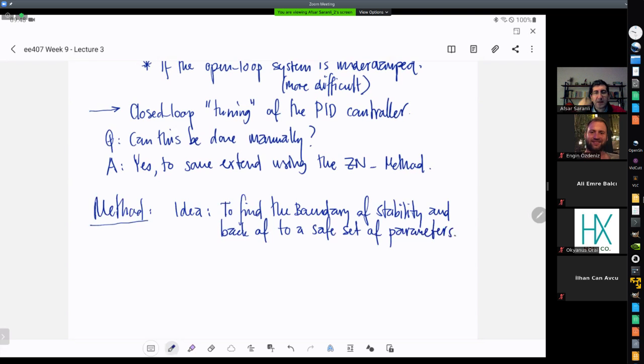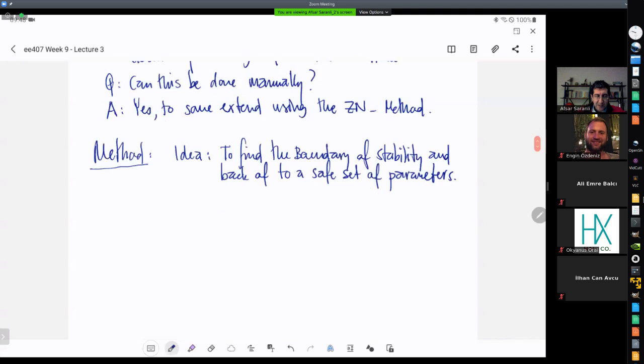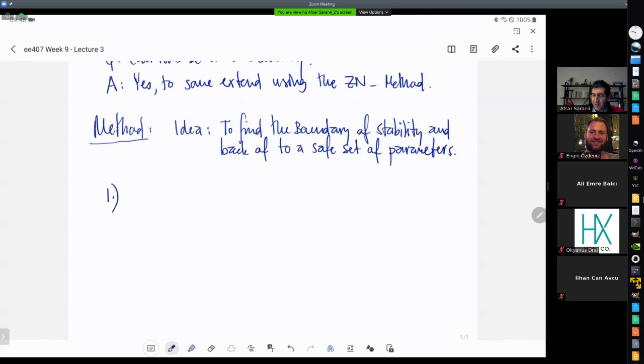But in fact, apart from this idea of finding the boundary of stability, the rest are based on experimentally derived formulas, so they do not have a theoretical basis in a sense. But I will later put up a video example for you that applies the method when all the models are available, and you see what kind of a controller this method gives you. Okay, so the method is composed of step one.